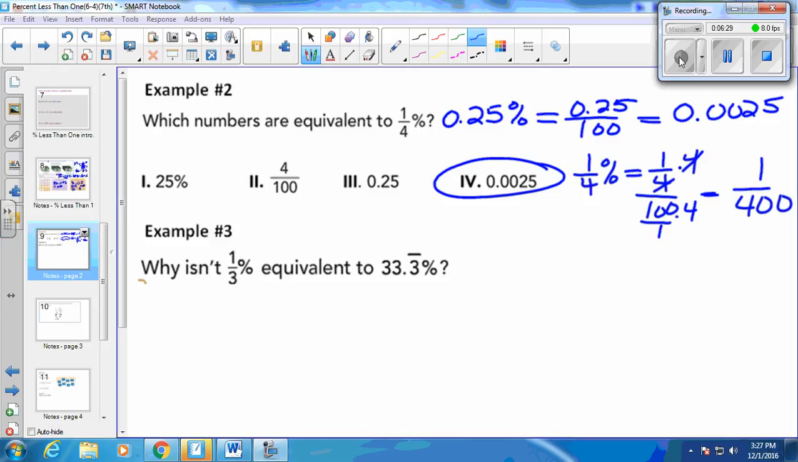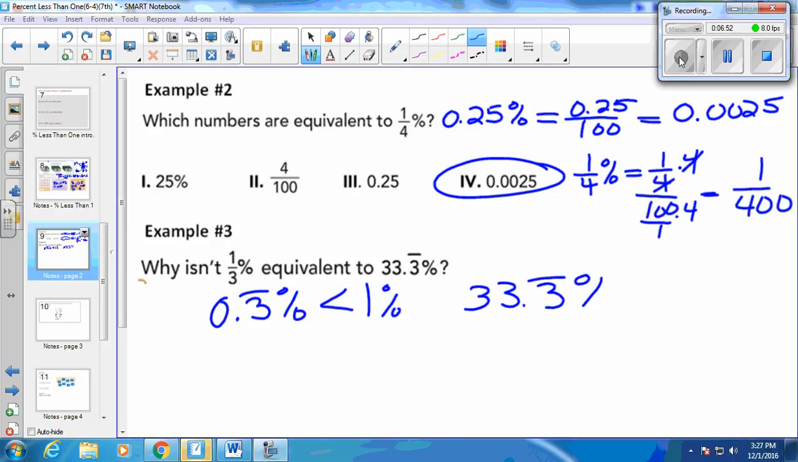Number 3 is asking, why isn't 1/3% equivalent to 33 1/3%? Well, because 1/3% is equivalent to 0.3 repeating percent, and clearly that number is less than 1%, and 33 1/3 repeating is greater than 1%. So there's no way that those two can be equivalent.